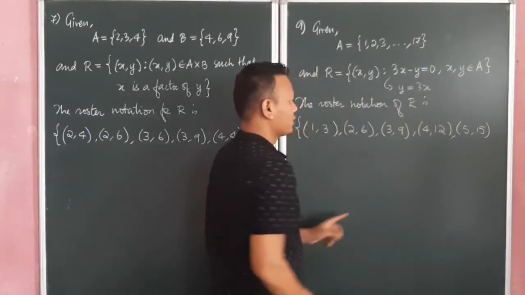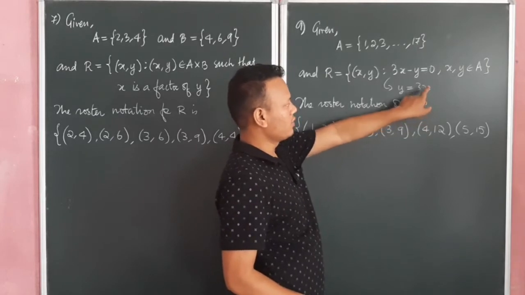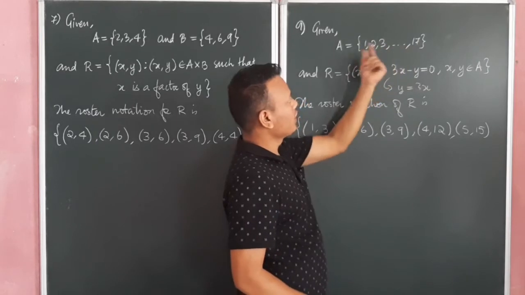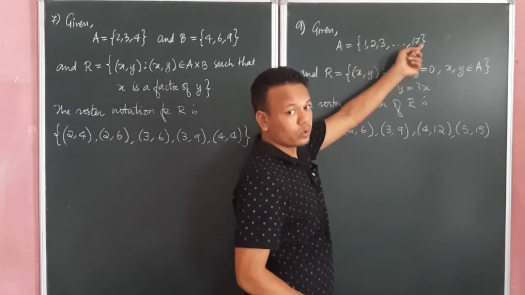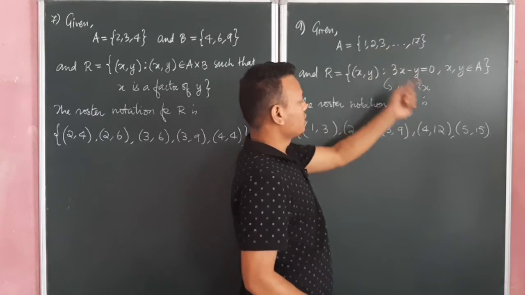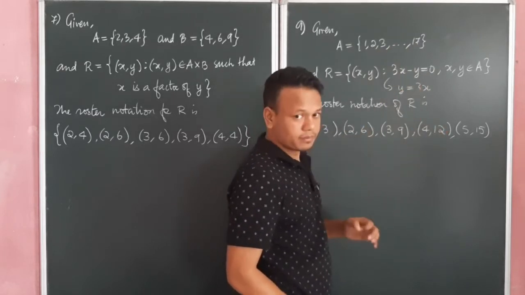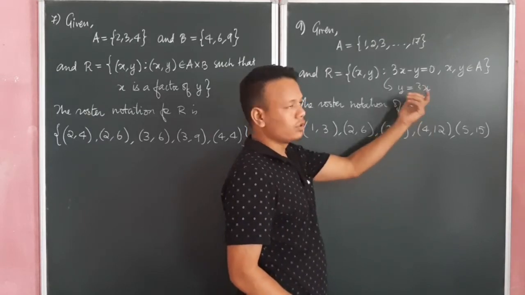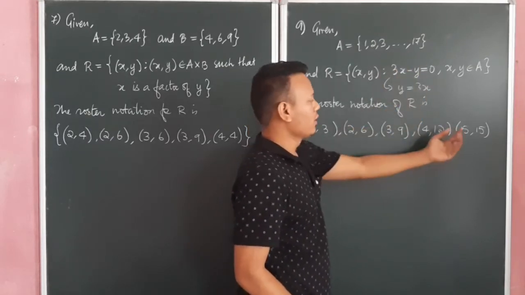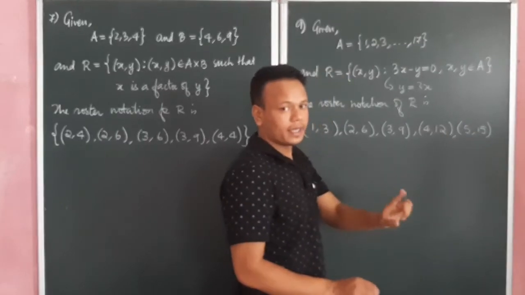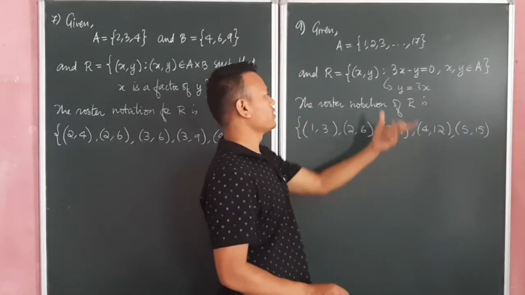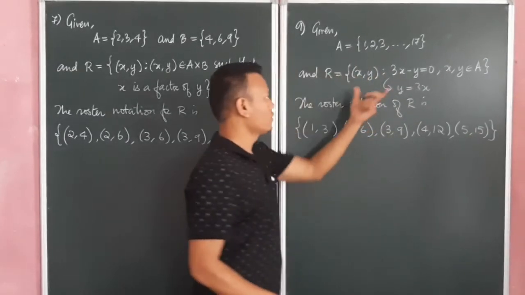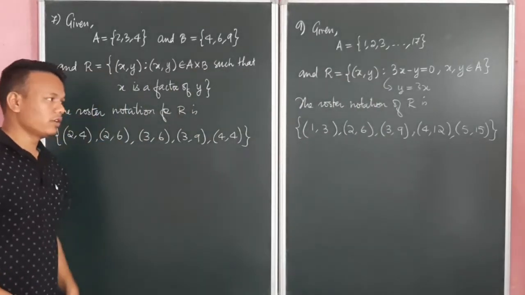Now if I choose x to be 6, then 6 into 3 is 18. But 18 is not present because in this set we have got the numbers from 1 to 17 only. So that's why I cannot take (6, 18). Alright. Next is 7. Obviously 7 into 3 is 21, which is also not present. So basically from here onwards we cannot take any other elements. So these are the only elements which are present within this set. Alright, so this will be the roster notation of this particular relation. So pause the video and note it down.